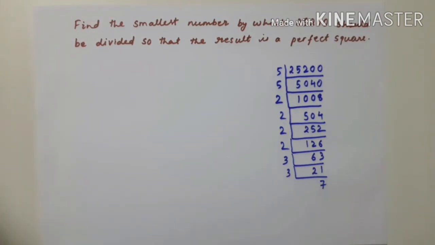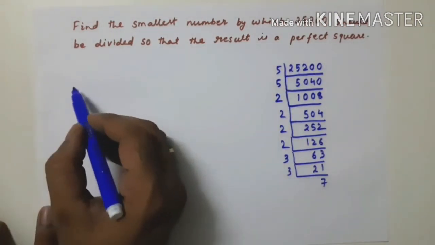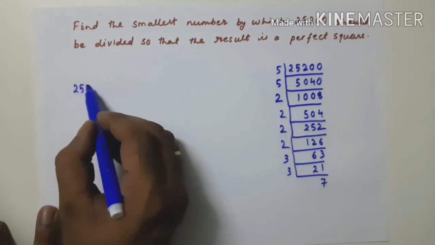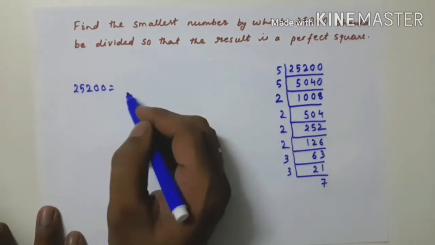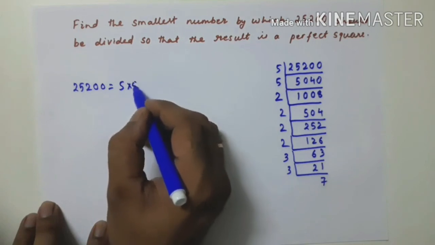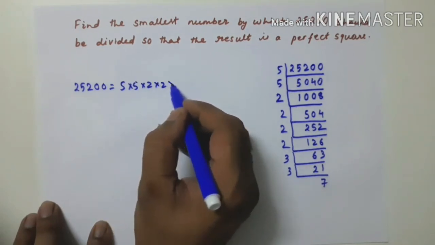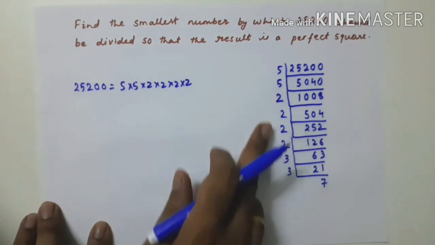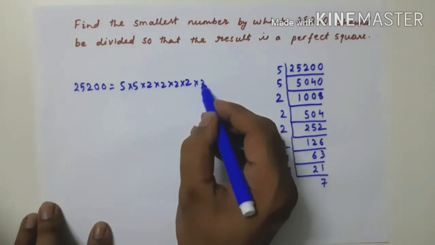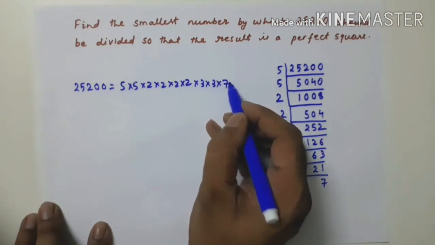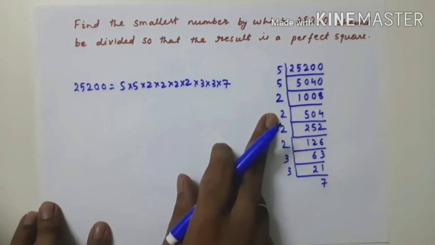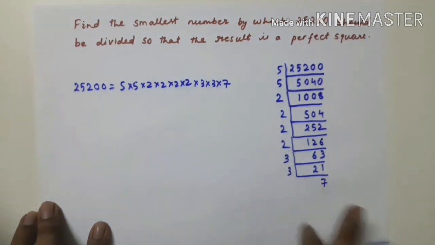So we will just write it in the factor form. That is, 25,200 can be written as 5 into 5 into 2 into 2 into 2 into 2. You can see here this one. Then 3 into 3 into 7. You can find here 5 into 5, 2 into 2, 2 into 2, 2 into 2, 3 into 3, 7.